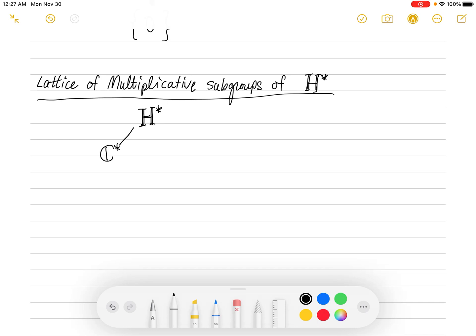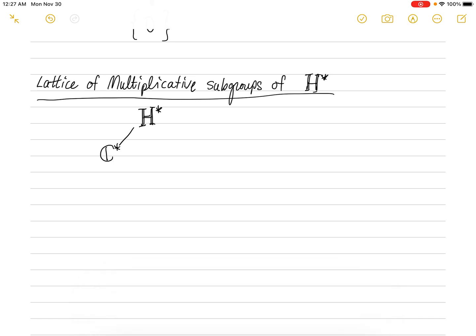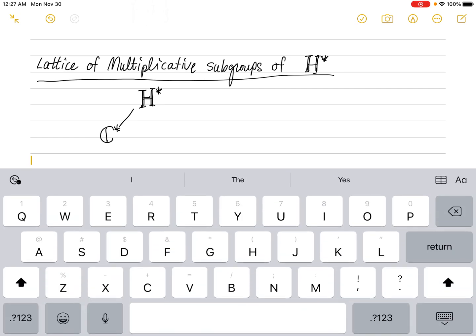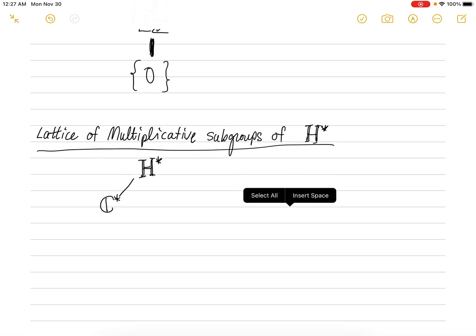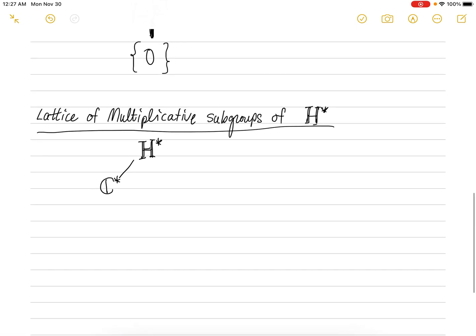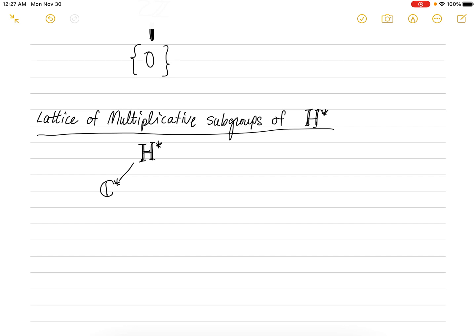And actually, this one is abelian. C star is abelian. While H star was not abelian because multiplication does not commute in H star, C star is abelian because the elements commute with regard to multiplication. Okay, so what else am I going to do?